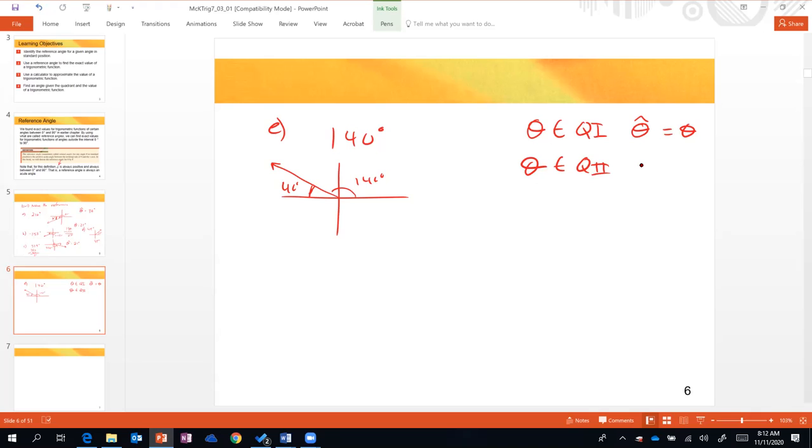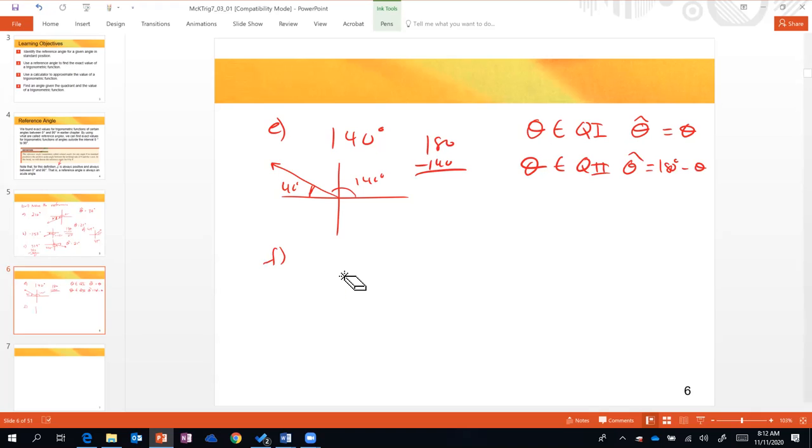What's the mathematical process? I think we just go 180. Yeah, we go 180 minus 140. So in this case, tell me if you guys agree. Reference angle is 180 degrees minus theta. Good? Good enough? Okay, so let's go on to quadrant 3.